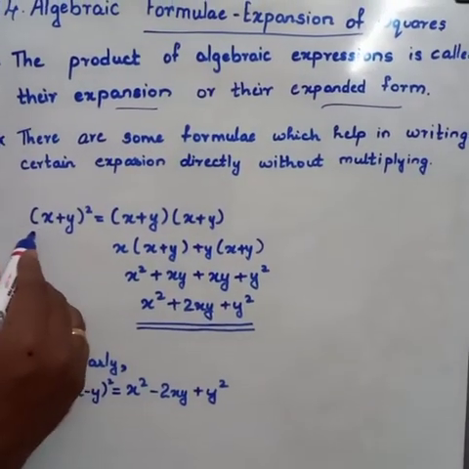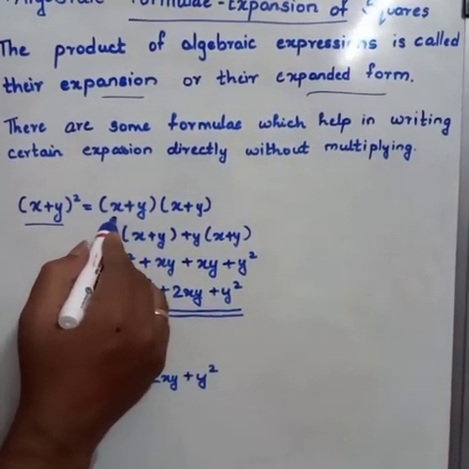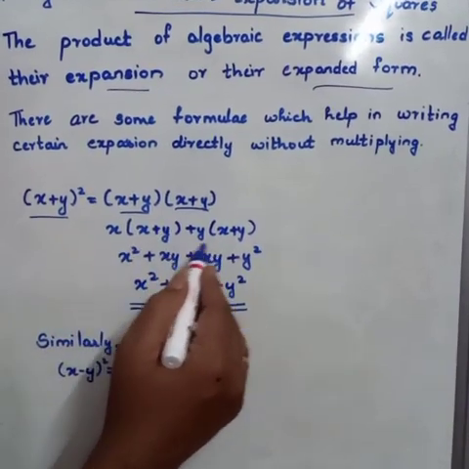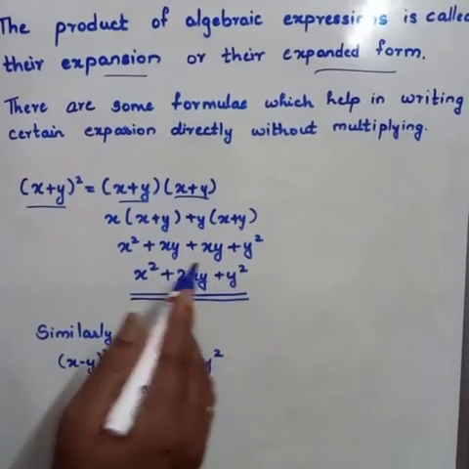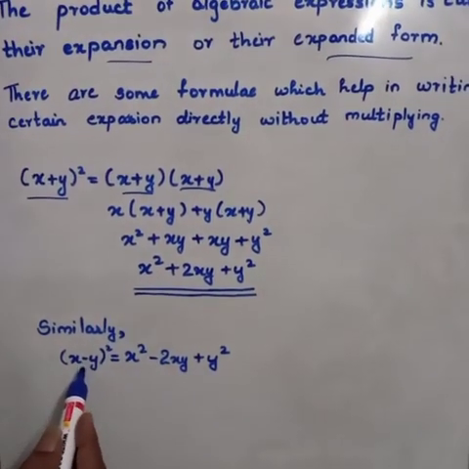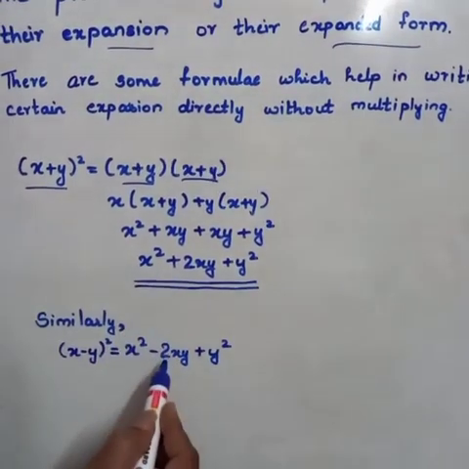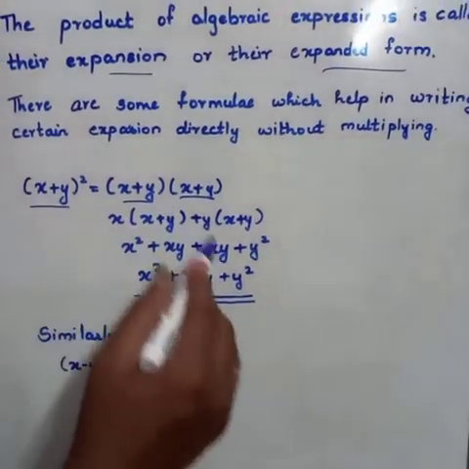We'll try this one, x plus y square, which can be written as x plus y, x plus y, and when it is substituted and expanded, you will get the answer x square plus 2xy plus y square. In the same way, x minus y square is written as x square minus 2xy plus y square. Now I'll show how this formula comes up.